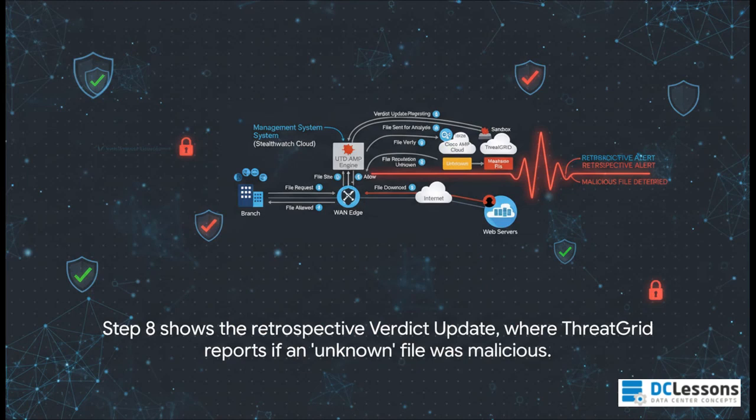Let's say the sandbox runs that unknown file and discovers it's doing some really nasty stuff. It immediately triggers what's called a retrospective alert. See step 8 in the diagram? That's the verdict update flowing back. An invisible threat that was already on your network is suddenly exposed, and you get an alert telling you exactly where it is and what to do.